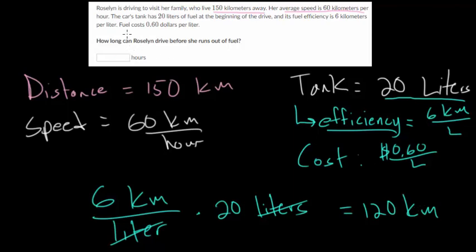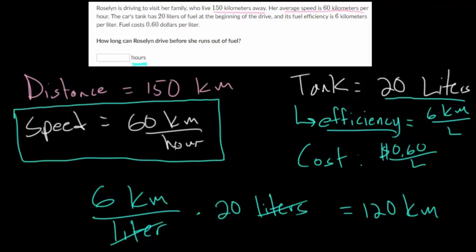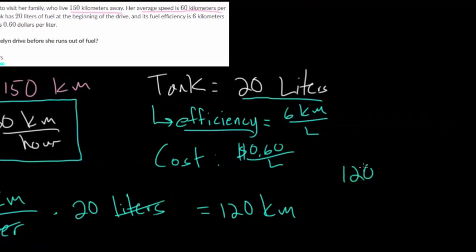So to answer the question, how long can she drive before she runs out of fuel? It's 120 kilometers, but notice that the unit for the answer is in hours. So now we know the distance she can go, but we need to figure out how long, based on time, she can go. To answer that, we need to look at her speed, because we know how fast she's going on average. Every hour she goes 60 kilometers. So we need to figure out how many hours it takes to go 120 kilometers. And we'll take our 120 kilometers and we'll multiply it.